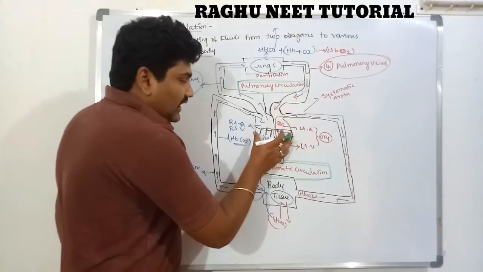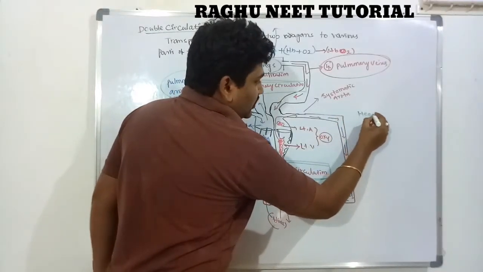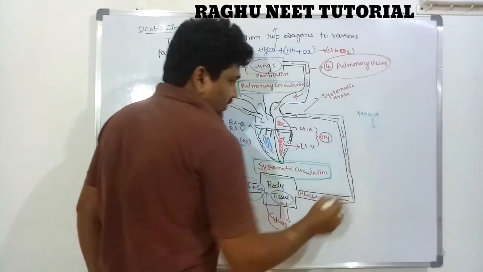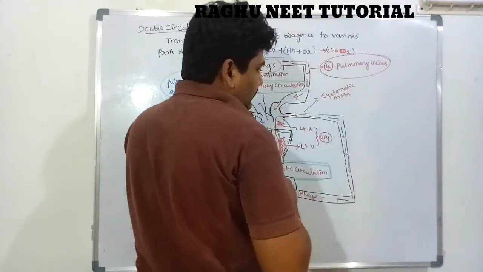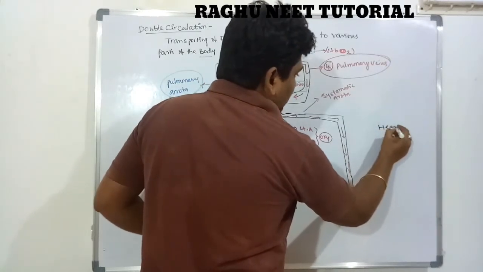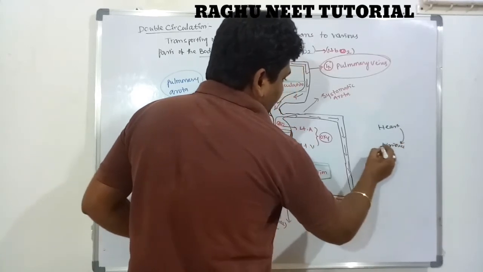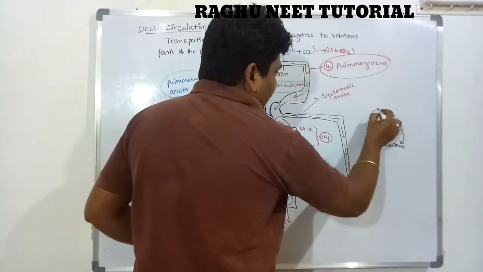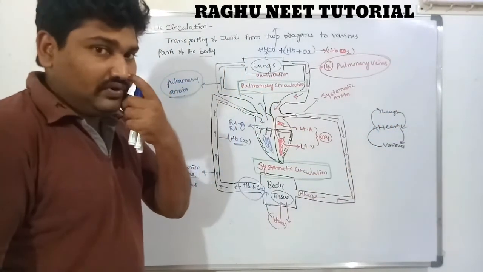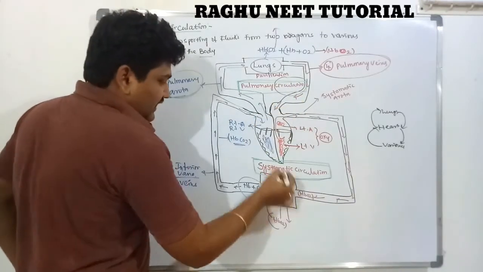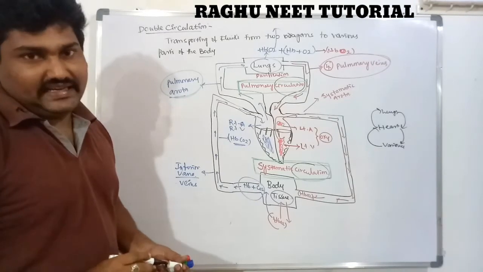Why? Because the blood is transported from the heart to various parts of the body, from various parts of the body to the heart, from the heart again to the lungs, and from the lungs again to the heart. This type of circulation is known as double circulation. The pulmonary circulation occurs and the systemic circulation occurs. So this type of circulation is known as double circulation.